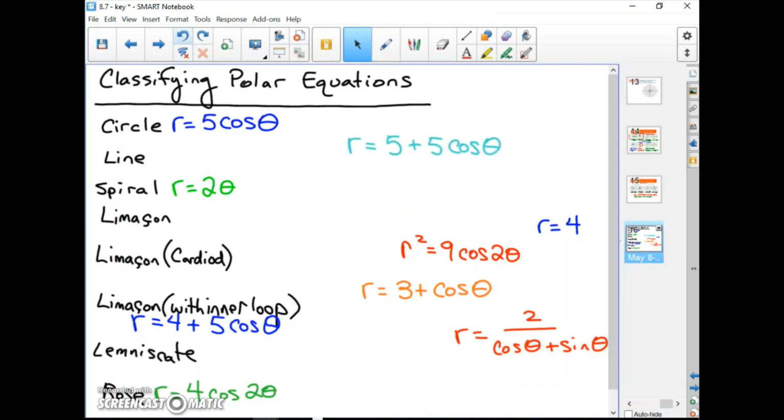This next one right here, again, I see that plus sign. That plus sign is going to tell me that it's going to be a limaçon. But when you notice those two 5s, and those two 5s are the same, that's going to be a cardioid.